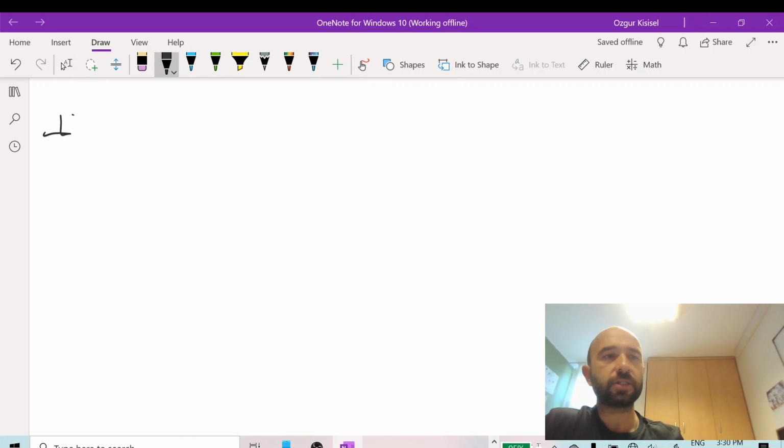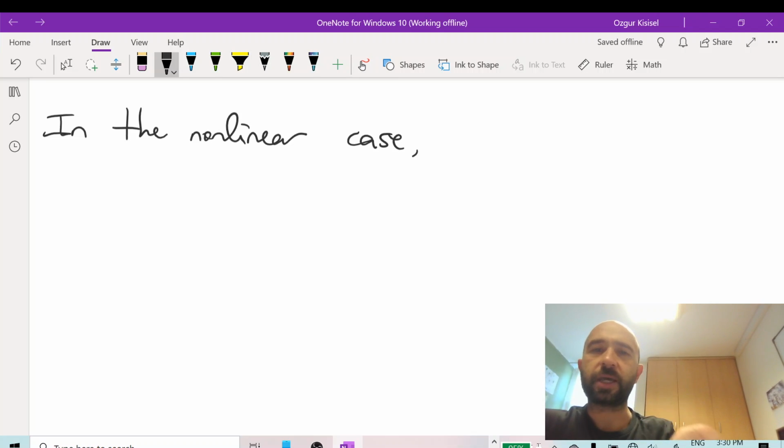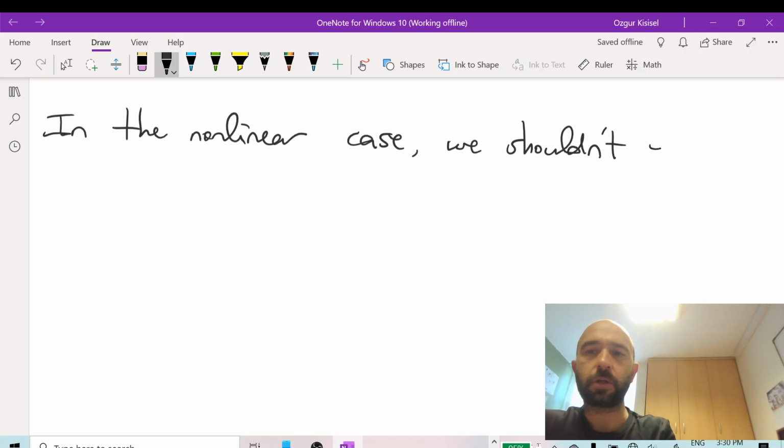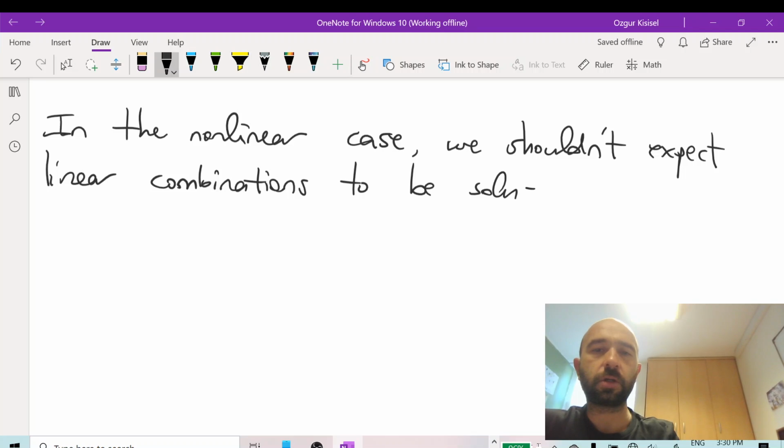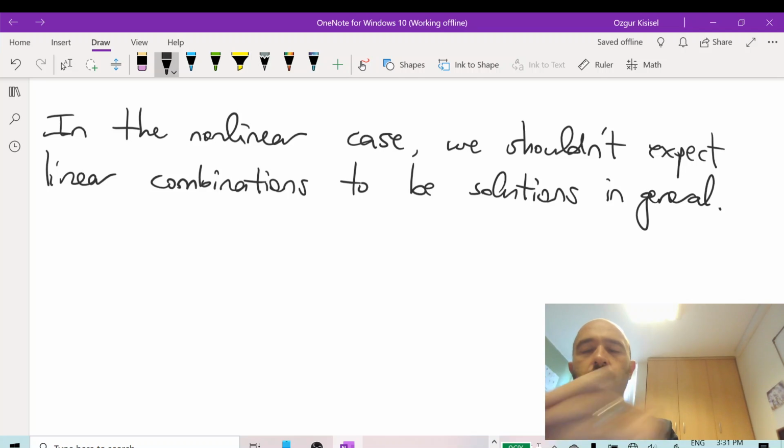In the nonlinear case, we shouldn't expect linear combinations to be solutions in general. I mean, almost never will a linear combination be, again, a solution.